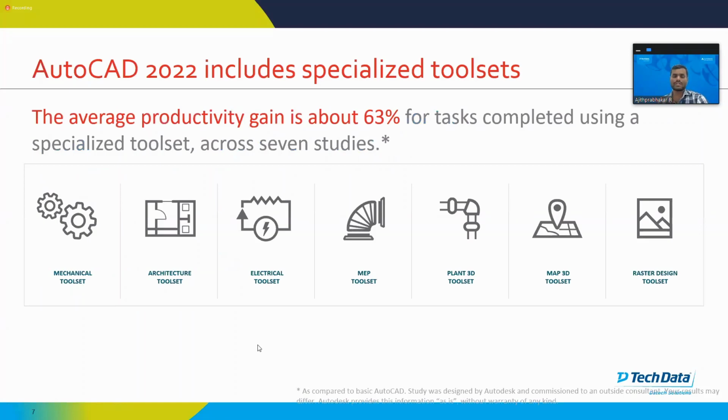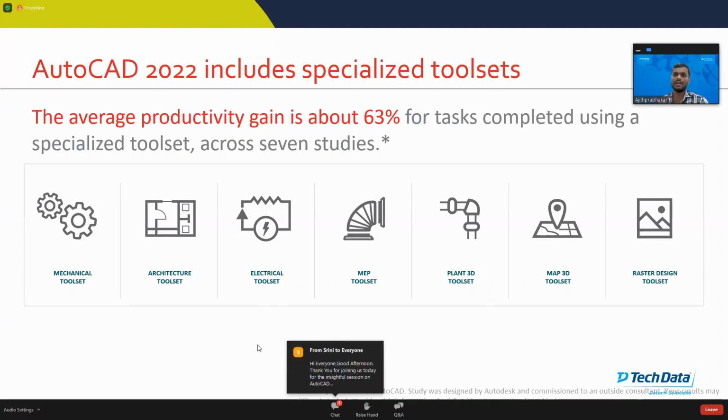Starting with the introduction of Autodesk, we all know Autodesk has been in the market for decades, and it has been helping the designing sectors, manufacturing, and non-engineering sectors also. But currently, the product I'm going to explain is all about AutoCAD 2022, including specialized toolsets. This is a single product that is capable enough to give you a productivity gain of around 63%. This 63% is covered when you are working with an individual vertical: mechanical, architecture, electrical, MEP, Plant 3D, Map 3D, and Raster Design.